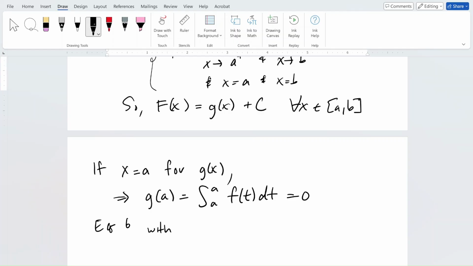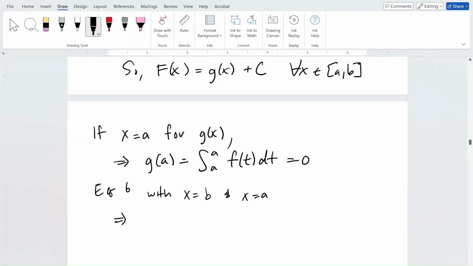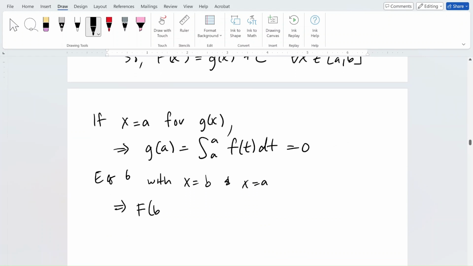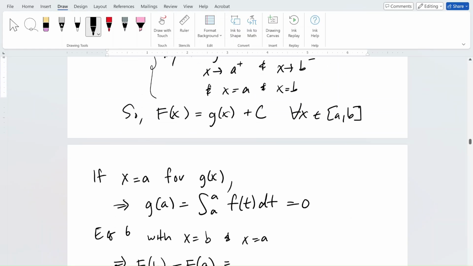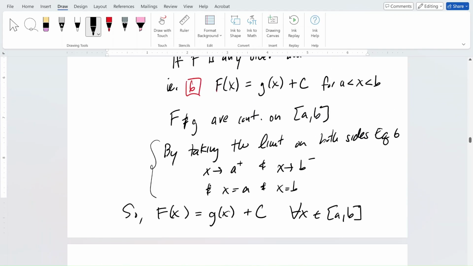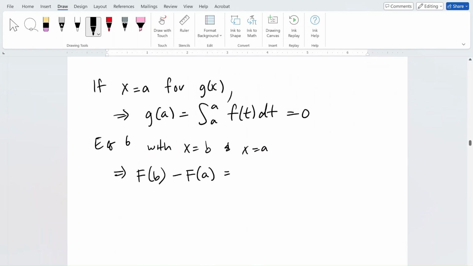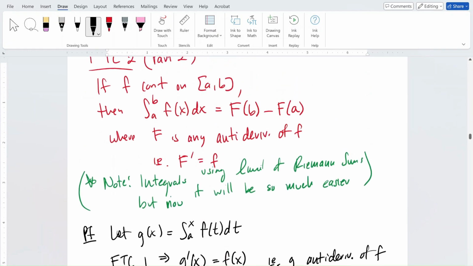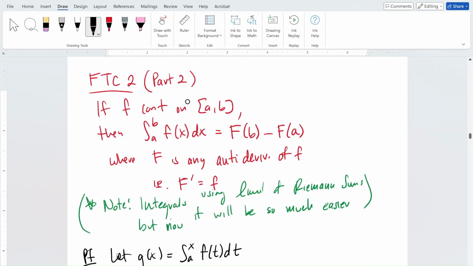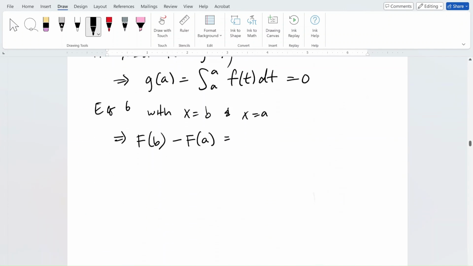Equation number 6, looking at that with the fact that x equals a and b, that tells us that capital F of b minus capital F of a. So equation number 6, which is f of x equals g of x plus c, but I'm using it with a and b and I'm subtracting them. And the reason why I'm doing this, think about my fundamental theorem of calculus 2. This is the right hand side of my equal sign right now. So my goal is to now show that it's equal to the integral from a to b of f of x dx. So let's start off with this part.